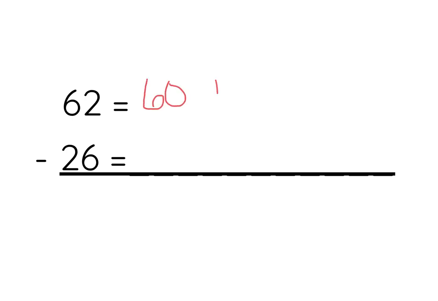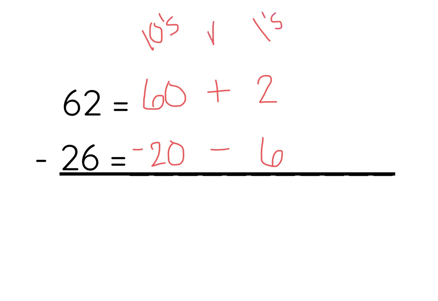Expand 62 as a 60 plus 2. Expand your minus 26 as a minus 20 minus 6. Again, check your board, check your notebook. Make sure your tens column is all lined up, your ones column are lined up, and your operations column is all lined up. That way, it will be super easy for you to solve this.